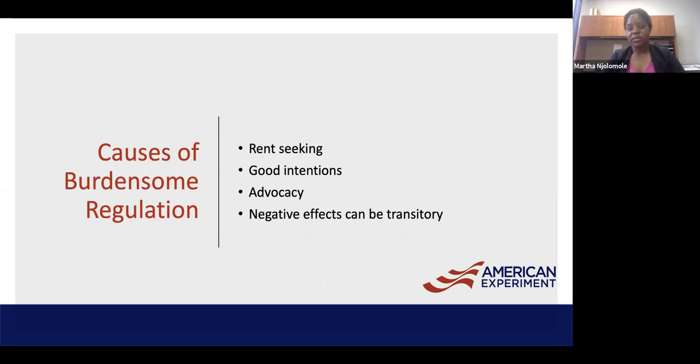So why do we tend to see most of these burdensome regulations? There's a couple of reasons for that.